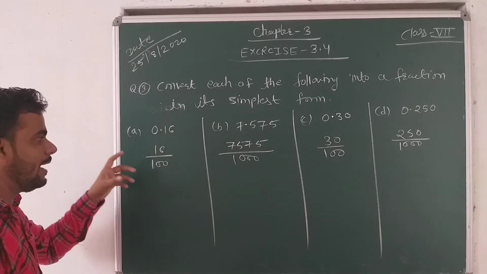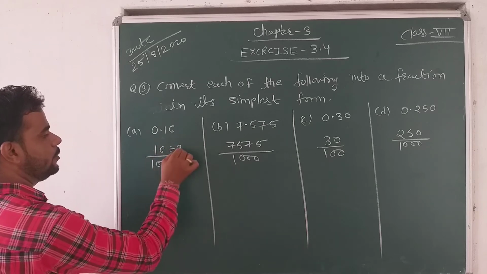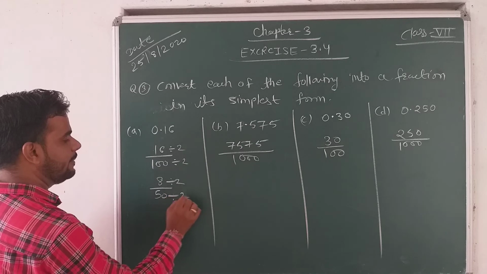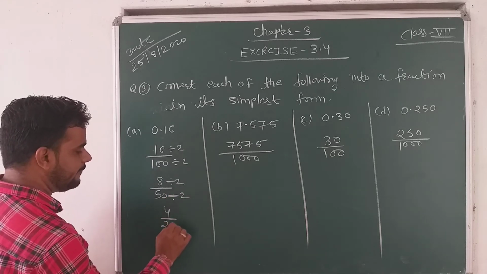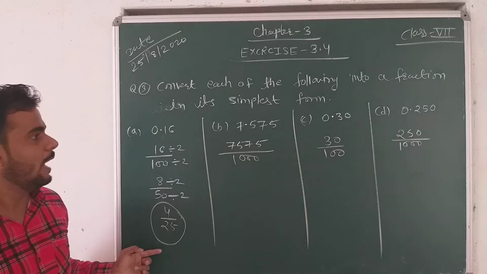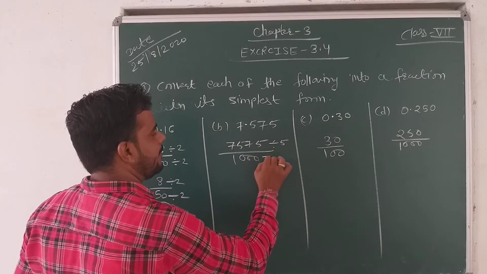Already you know how we change to the simplest form. Divide by 2, divide by 2. So 8 by 50. Again divide by 2, divide by 2. So 4 by 25, and this is the simplest form of this decimal number. Again, this one, divide by 5 and divide by 5.